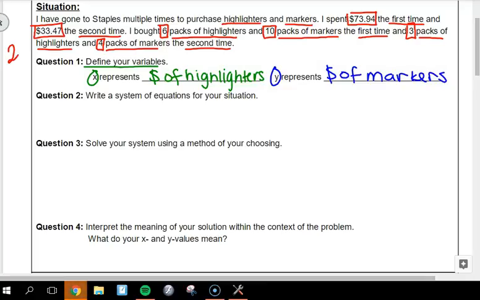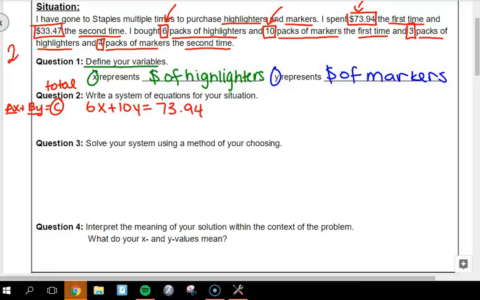Question 2, write a system of equations for your situation. So if we look, it's kind of set up really nice for standard form. So standard form, if you remember, AX plus BY equals C. So if we're thinking AX, that would be X is the cost of our highlighters, so we would put 6 as our A because that's how many highlighters we bought, the pack. And then BY, well, Y is our markers, and we bought 10 packs of markers, so we do plus 10Y, equals, and C is always going to be that total cost. And our total the first time was $73.94.